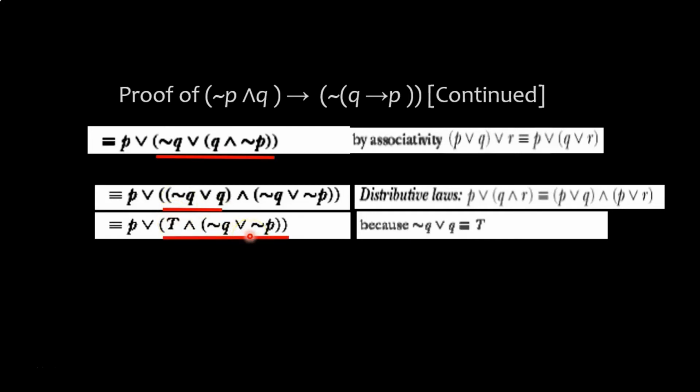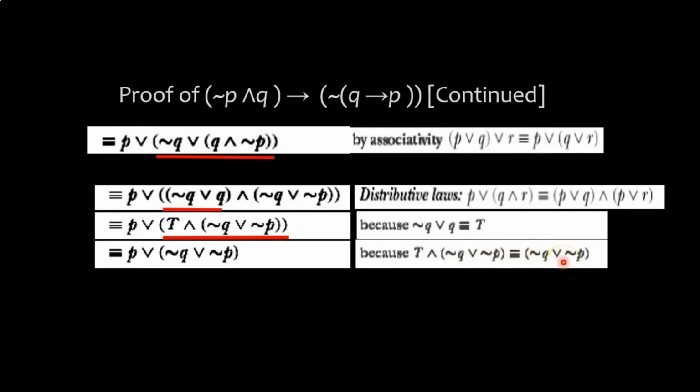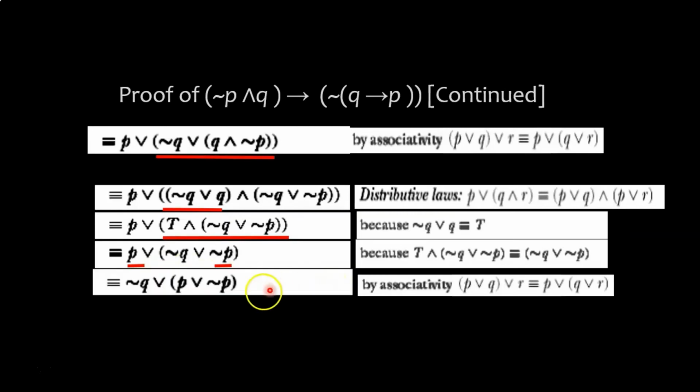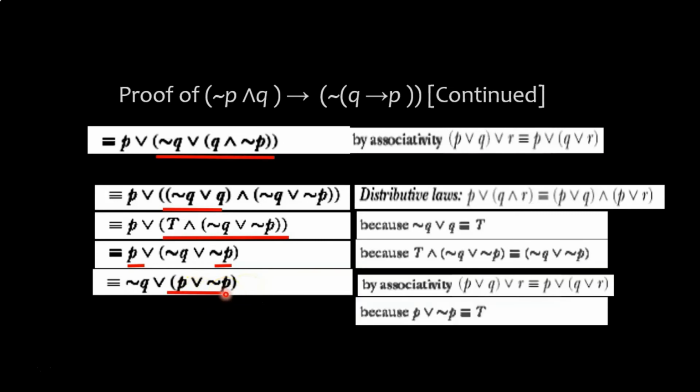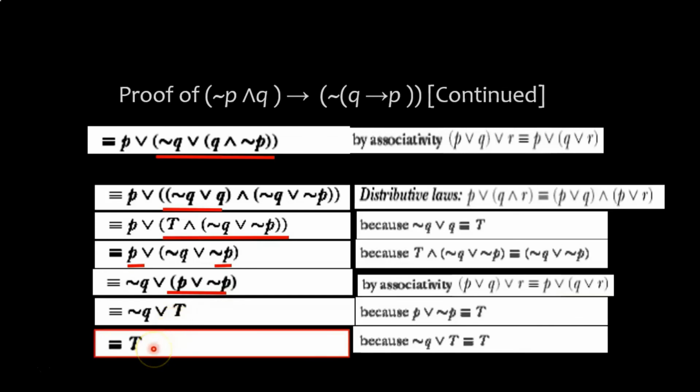And then we have this one, and since true and not Q or not P is similar to not Q or not P, you get this one. And then for P, you can put it together with the not P by using the associative law like this, and then for P or not P, you get true, and eventually you get a tautology. So this is example 3.